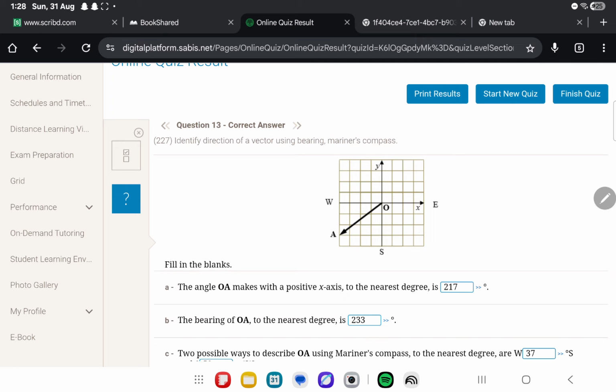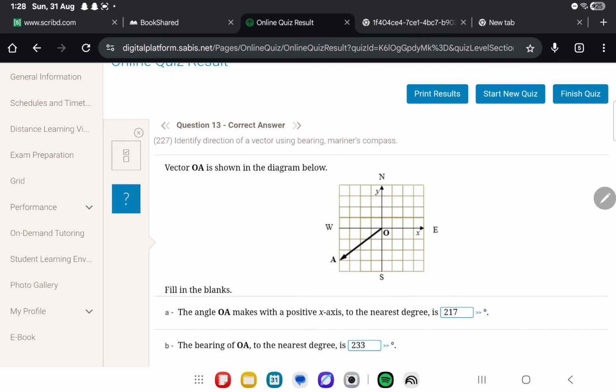So the angle OA makes with the positive x-axis. Okay, this is a very nice question. So vector OA is shown in the diagram below. How much is this? 1, 2, 3, and then 1, 2, 3, 4. Negative 4i minus 3j, right? Because you're going negative 4 back in terms of the x-axis, and you're going 3 down in terms of the y-axis. So now that you know this, what you're going to want to do is find the angle that it makes with the positive x-axis.